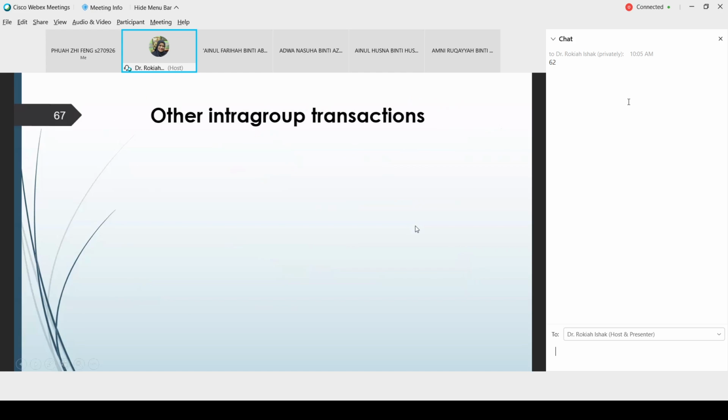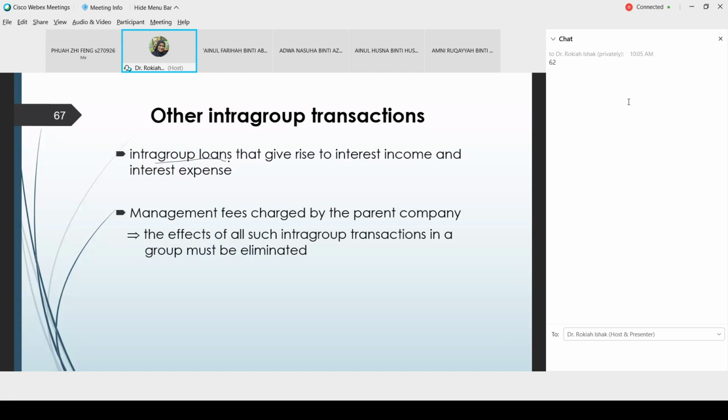Proceed with the other intra-group transactions. Here, you may have loans. There is an intra-group loan that gives rise to interest income and interest expense. For example, the parent provides a loan to the subsidiary. In return, the subsidiary needs to pay the interest expense, and the parent is going to have the interest income. So this is what we have when we have intra-group loans.